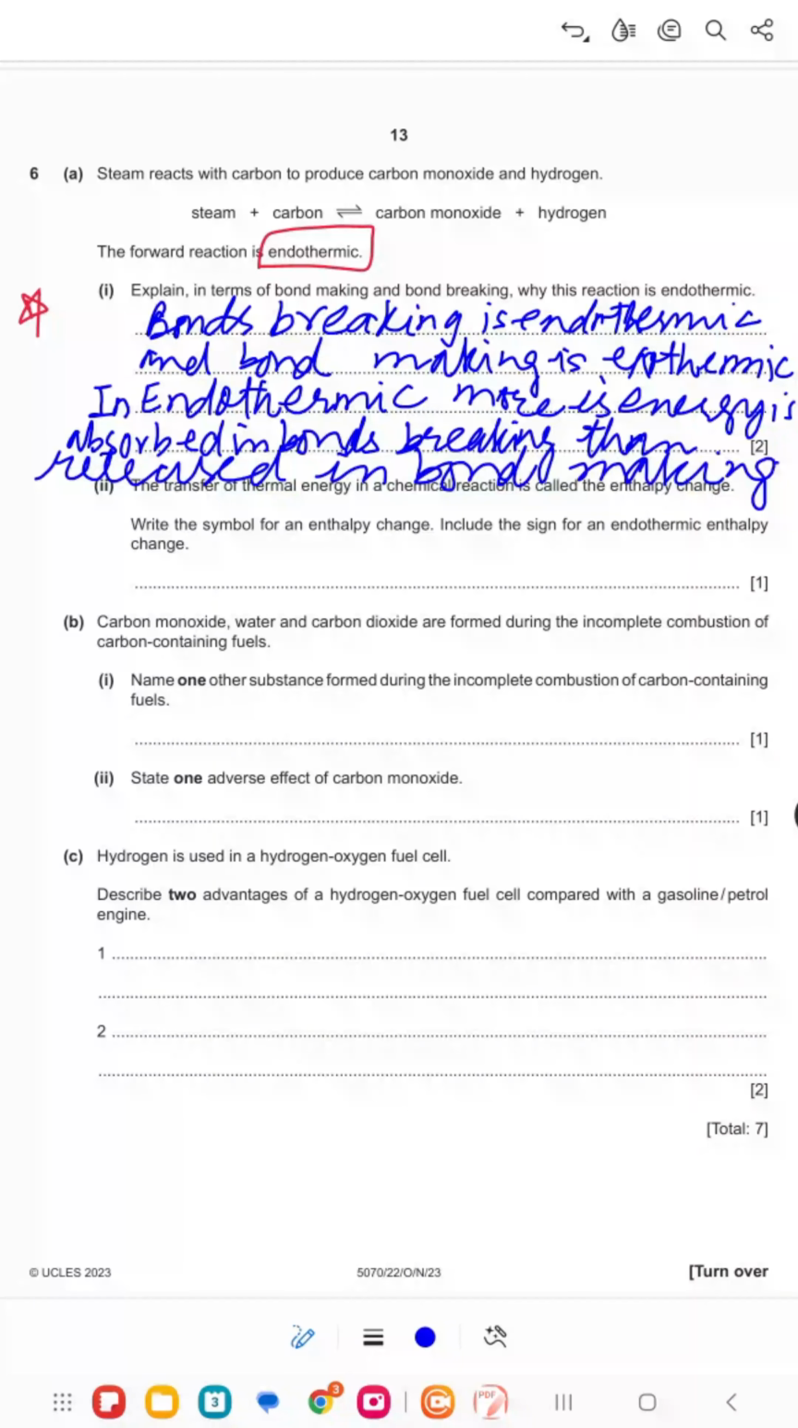So this will be the reverse of the exothermic reaction which we have done right now. So we are going to talk about the bond breaking and bond making. The transfer of thermal energy in a chemical reaction is called the enthalpy change. Write the symbol for the enthalpy change like this. Include the sign: for an endothermic reaction, the enthalpy change is positive, whereas for an exothermic reaction, the enthalpy change is negative.